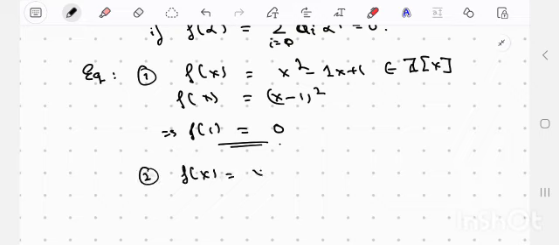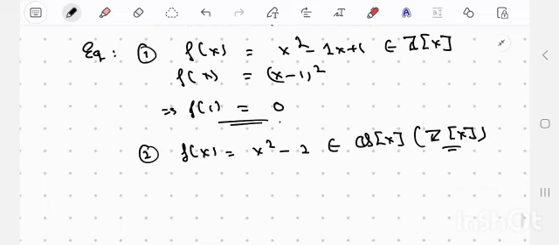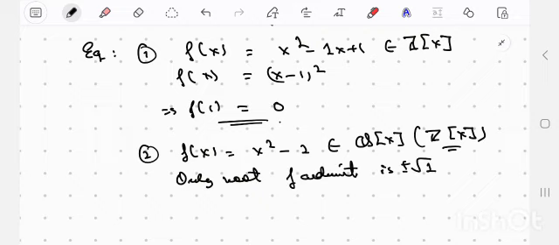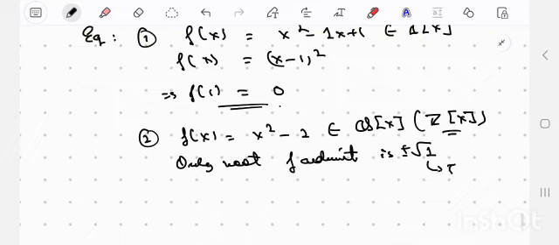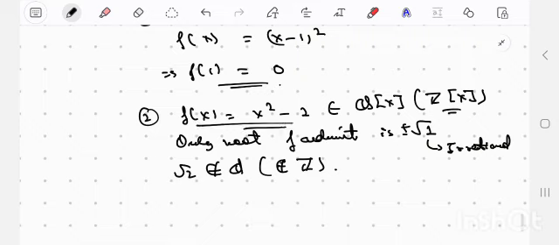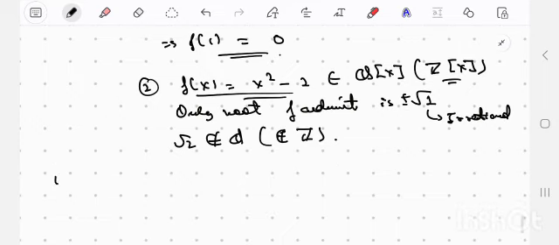Number 2: let f of x be x squared minus 2, and consider this to be a polynomial over Q. You could also have considered this to be a polynomial over Z, because the coefficients each come from Z. Observe that the only roots f admits are plus or minus root 2. Root 2 is irrational, from the basic number system, so it is neither in Q nor in Z. So though f admits a root, it doesn't admit a root in the ring specified to us. This can happen in general: you are given a polynomial over a certain ring, and though the polynomial seems to have a root, the root does not belong to the ring specified.